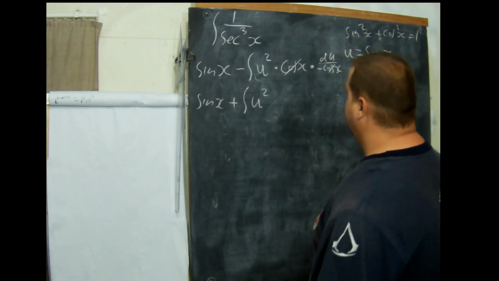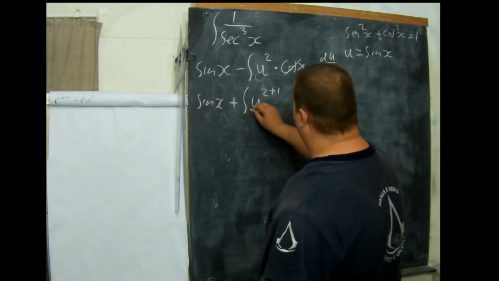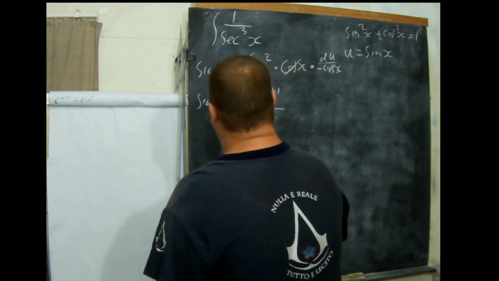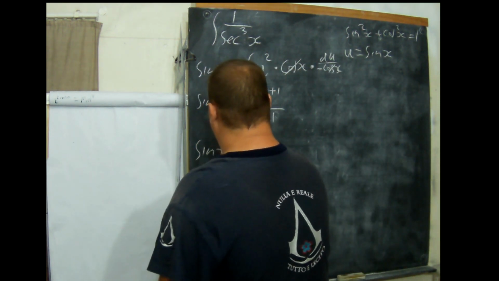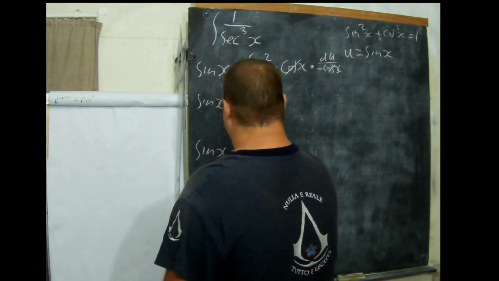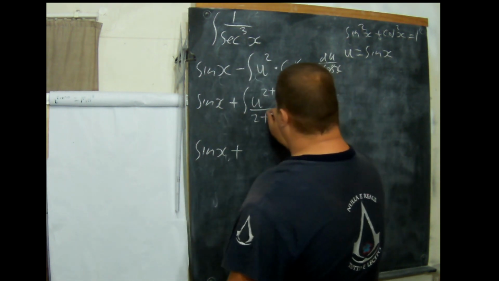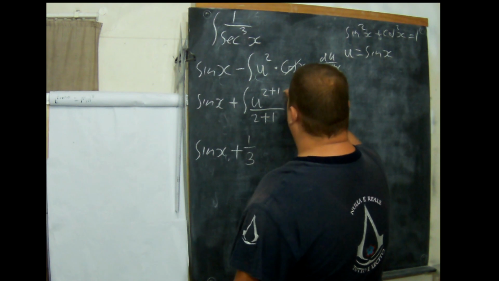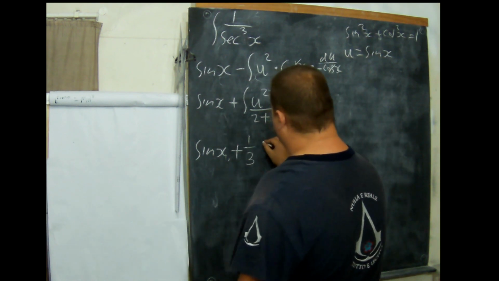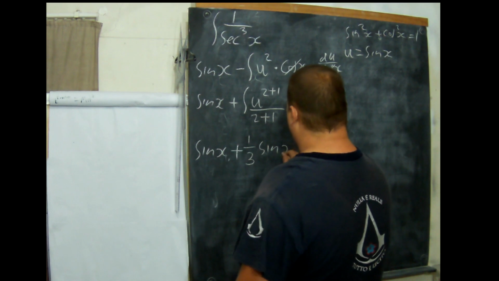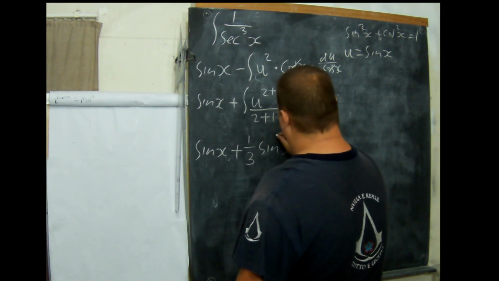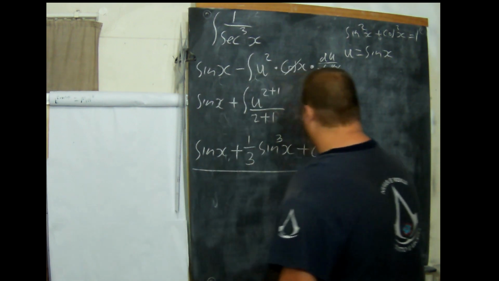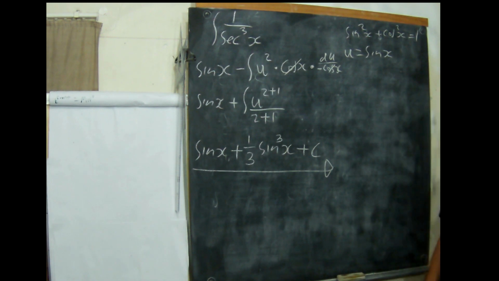So now all we have to do is say 2 plus 1 over 2 plus 1. So it is sine x plus, now 2 plus 1 is 3. So 1 over 3, and that will be sine, u will be sine, so sine x to the power 3 plus c. And that is our final answer.